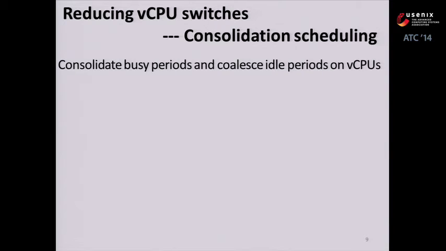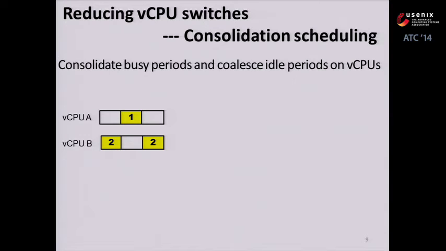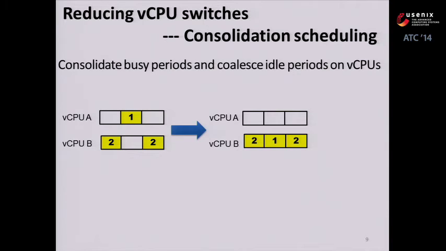The other method to reduce virtual CPU switches is called consolidation scheduling. Basically, we consolidate busy periods and coalesce idle periods on virtual CPUs. With conventional scheduling in the guest OS, threads are evenly distributed. For example, we run 2 threads on 2 different virtual CPUs. So this is to maximize throughput.